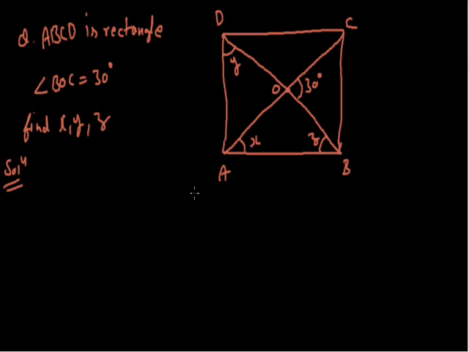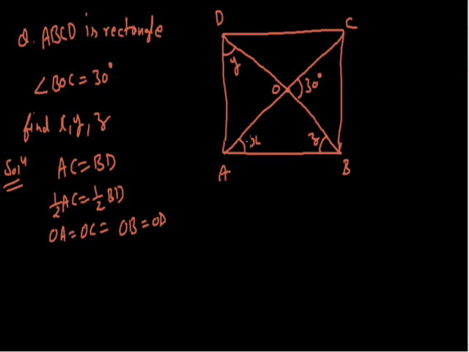So in a rectangle we know that the diagonals are equal, that is AC equals BD. So their halves are also equal, that is half of AC equals half of BD. Half of AC means OA or OC, and half of BD means OB and OD. It means all the four line segments OA, OB, OC, OD are equal.